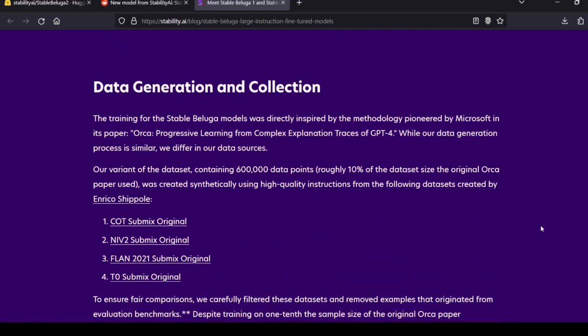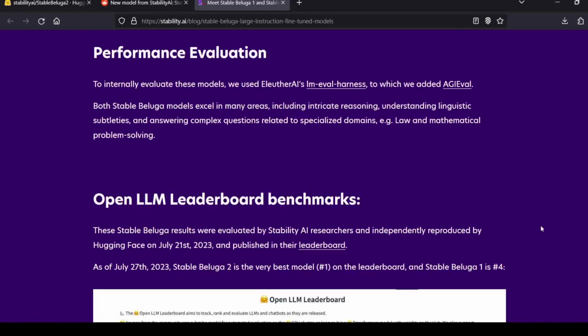The data was synthetically generated using high-quality instructions from various datasets crafted by Enrico Shipole. To ensure fair comparisons, Stability AI carefully filtered the datasets, removing examples that originated from evaluation benchmarks. This approach has not only reduced the cost and carbon footprint of training the model, but it has also resulted in exceptional performance across various benchmarks.